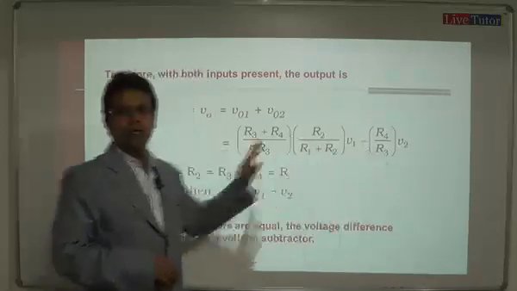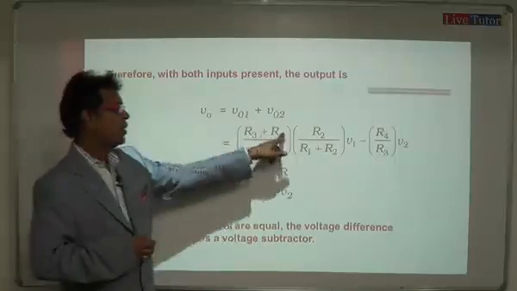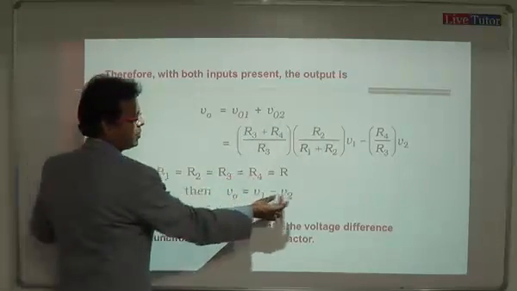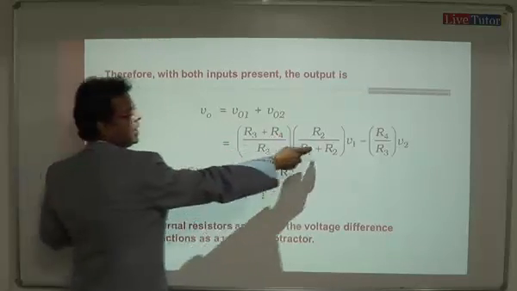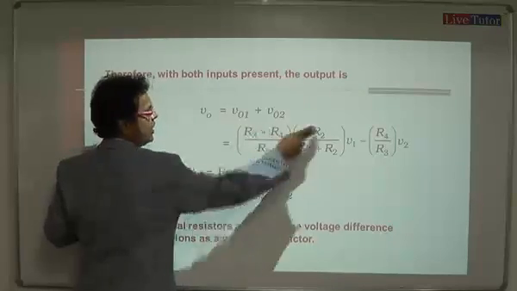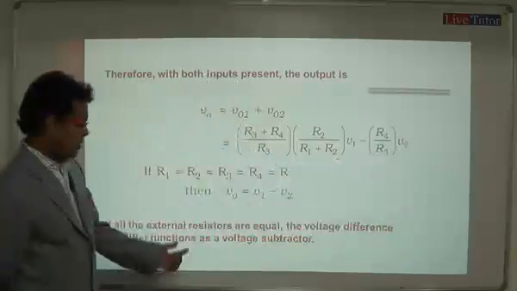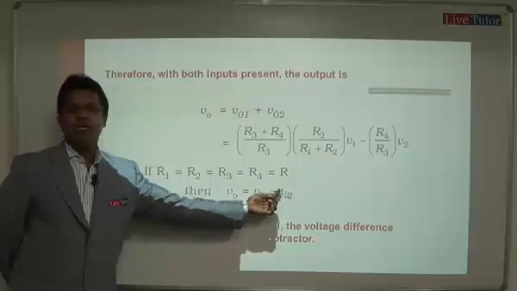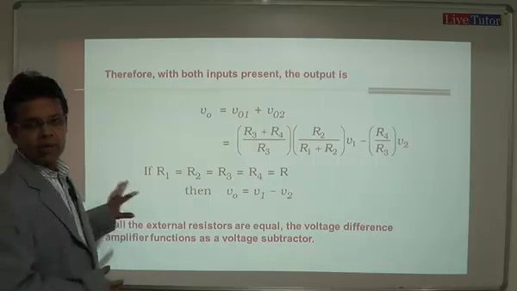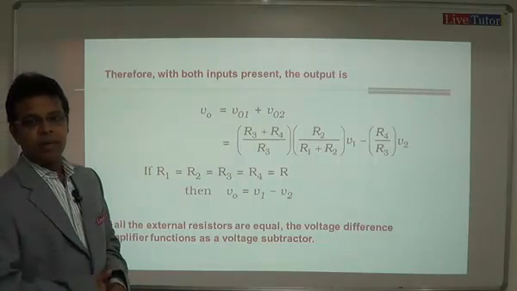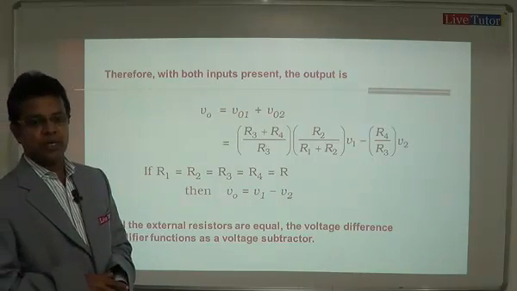So this will give you the simplified form. If you choose all the resistors the same, put R everywhere, it will become V0 equals V1 minus V2, because R plus R by R is 2R by R. Similarly the 2 cancels, everything cancels. So the only thing you get is V0 equals V1 minus V2. So it will give you the difference. Whichever is larger, you reduce its magnitude and you get the output. This is how the operational amplifier is used as a voltage subtractor, to find the difference of the input voltages.